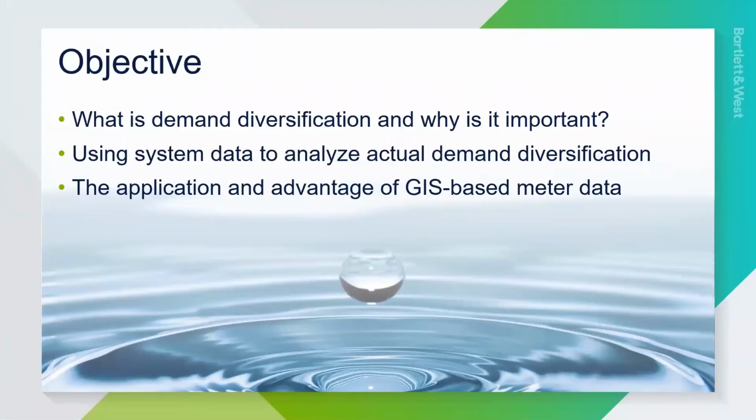Okay, first thing I'd like to do is talk about the objectives of the presentation today. The first is, what is demand diversification in water systems and why is it important? I would also like to talk about using system data to analyze your system against the model and compare it with the actual demand diversification that you're seeing. And then the third thing I'd like to go through is the application and advantage of using GIS-based meter data, or the process of pulling meter data over into a GIS application.